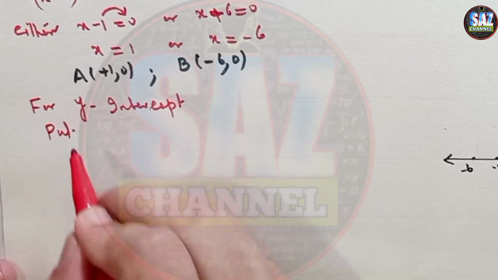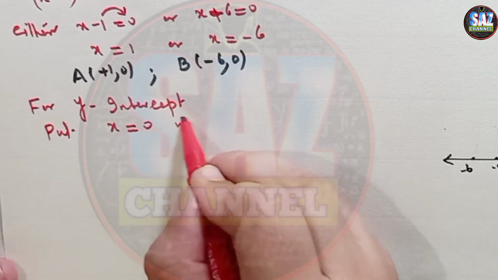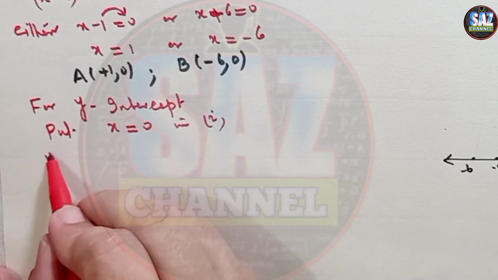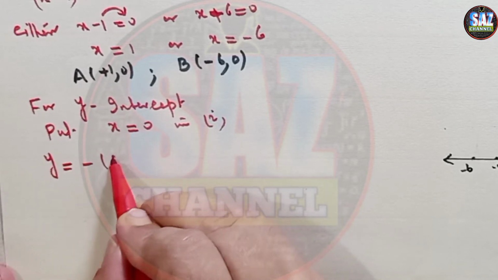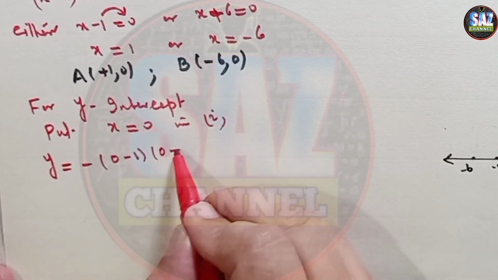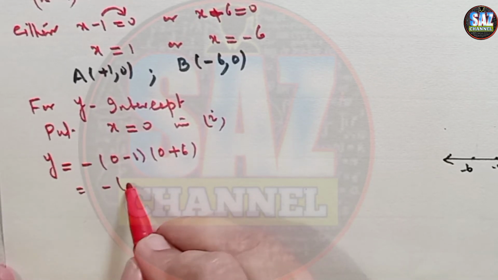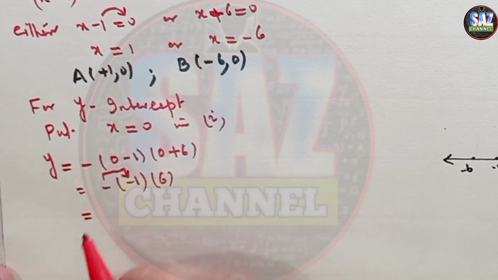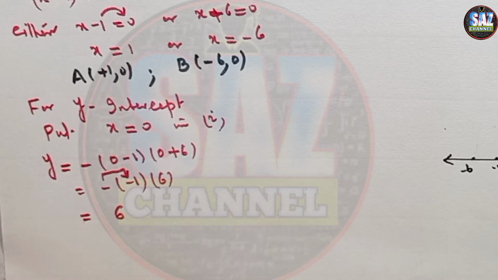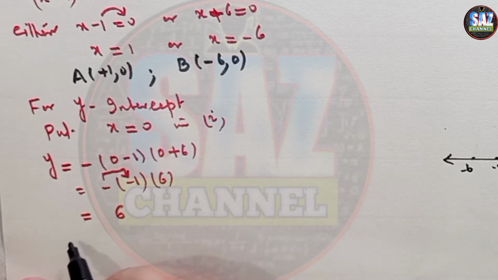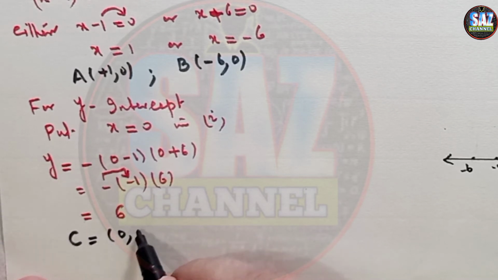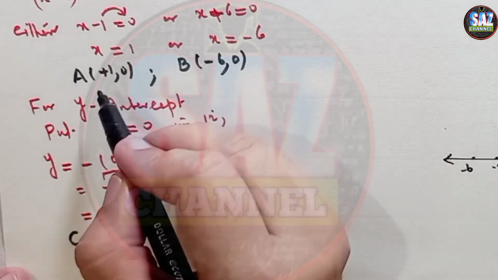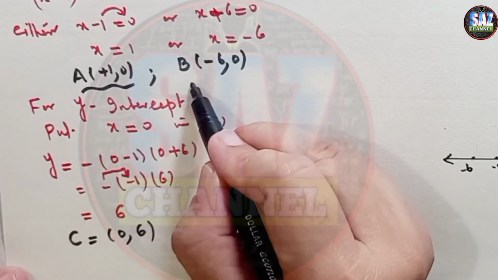Then for the y-intercept, we have to put x equals 0 in the given equation. So when I'm putting x equals 0 in the given equation, minus (0 minus 1)(0 plus 6), and this is minus 1 into positive 6, minus multiplied by minus. Do not forget the rules of integers. This is 6. So the third point that I have to mark is C. It's your choice, whatever name you want to give, but this point will be (0, 6), and the point is on the y-axis, so the x value will be 0.